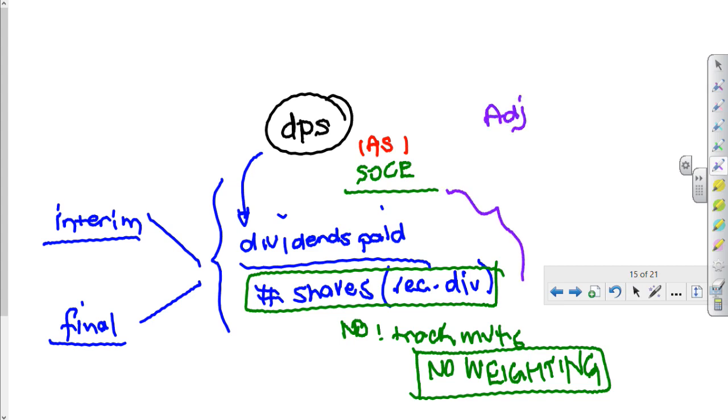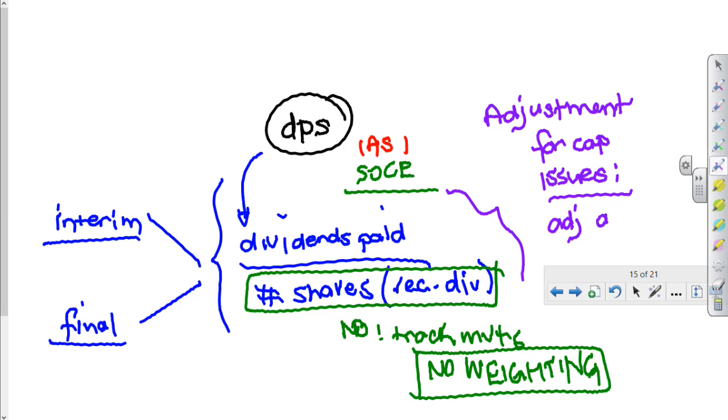And the adjustment is for cap issues. And when we have cap issues, we will disclose something called an adjusted dividends per share. Let me show it to you by means of a brief example.